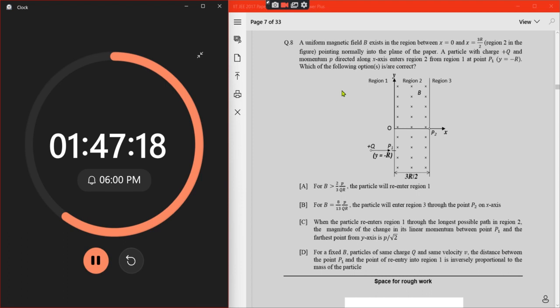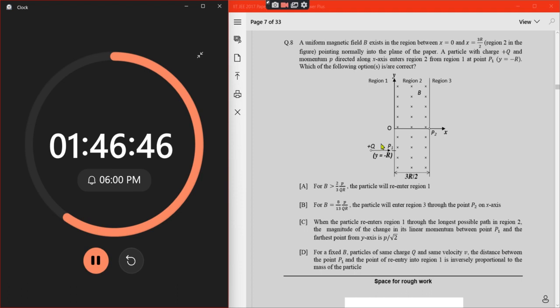Enters region 2 from region 1. It's going from 1 to 2. At point P1, y equal to negative R, which of the following options are correct. So it's going from 1 to 2, y equal to negative R. Okay, this is our charged particle. So the following is correct. For B, blah blah blah, the particle will enter region 1. We want it like this. Right? Let's do it.